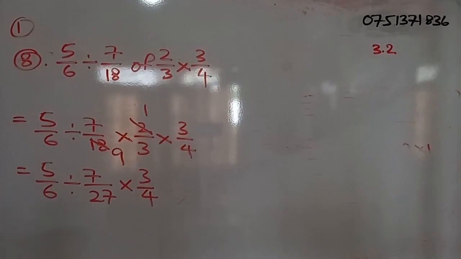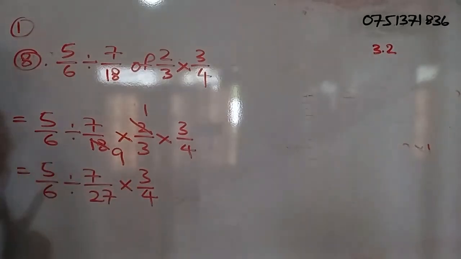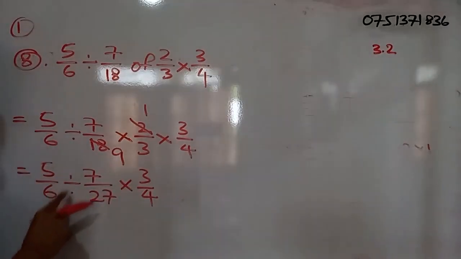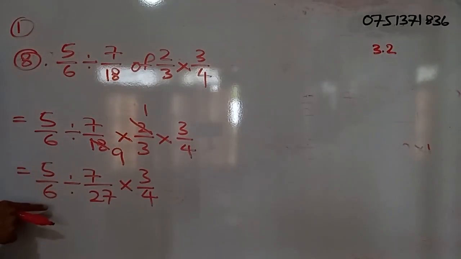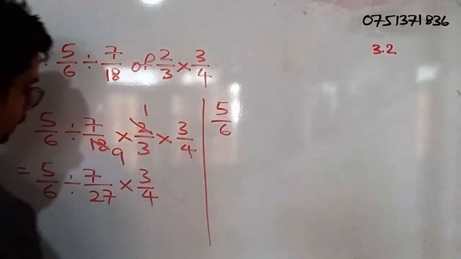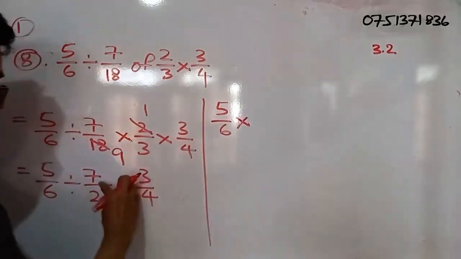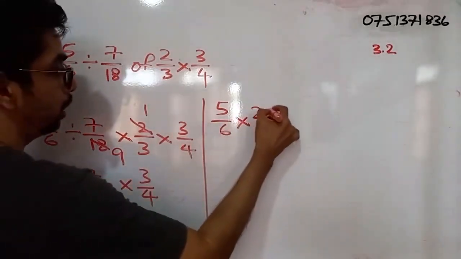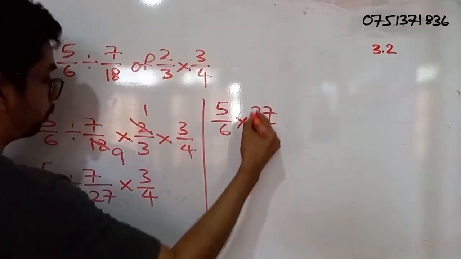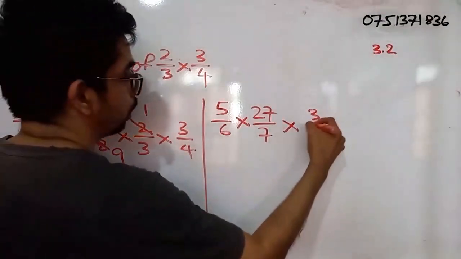Okay. So now, just as before, we have division and multiplication. Both mathematical operations have the same priority. So we have to start from the left and work our way to the right. Right. So 5 by 6, I have to use the multiplication. Then I have to write down the reciprocal. So that will be 27 by 7 into 3 by 4.